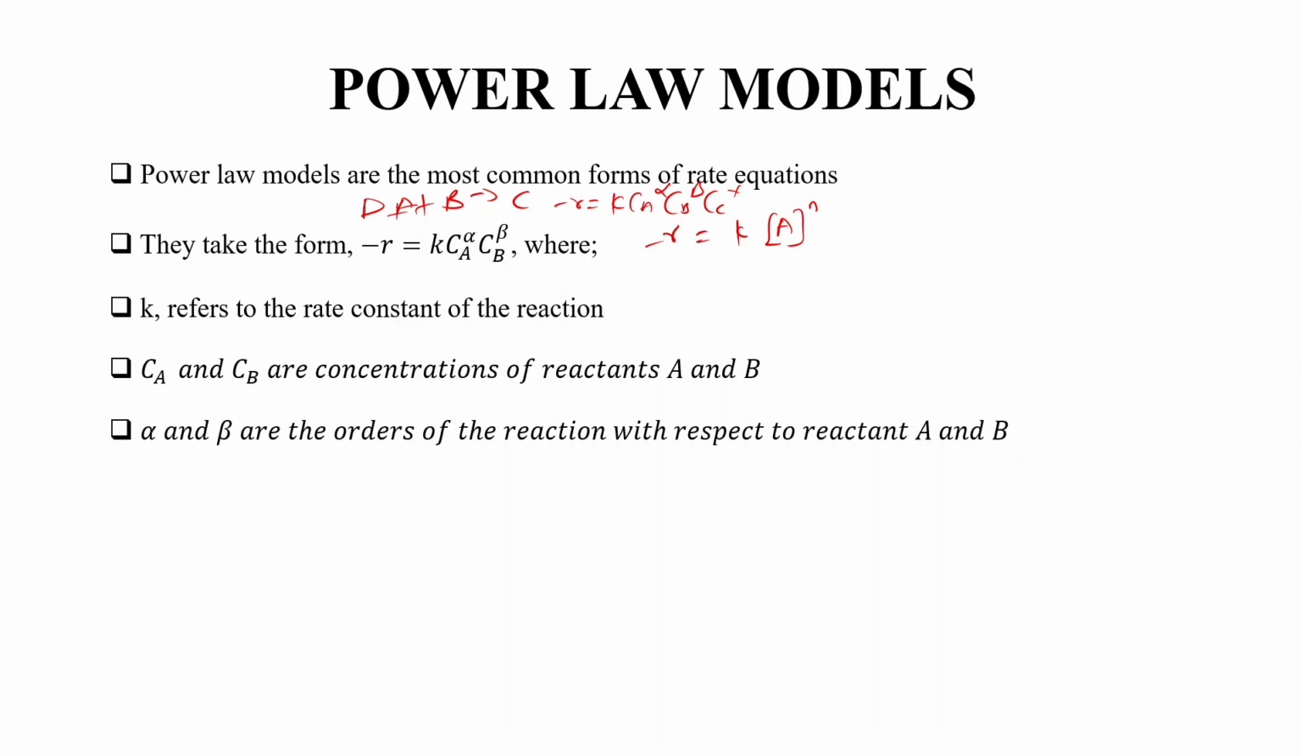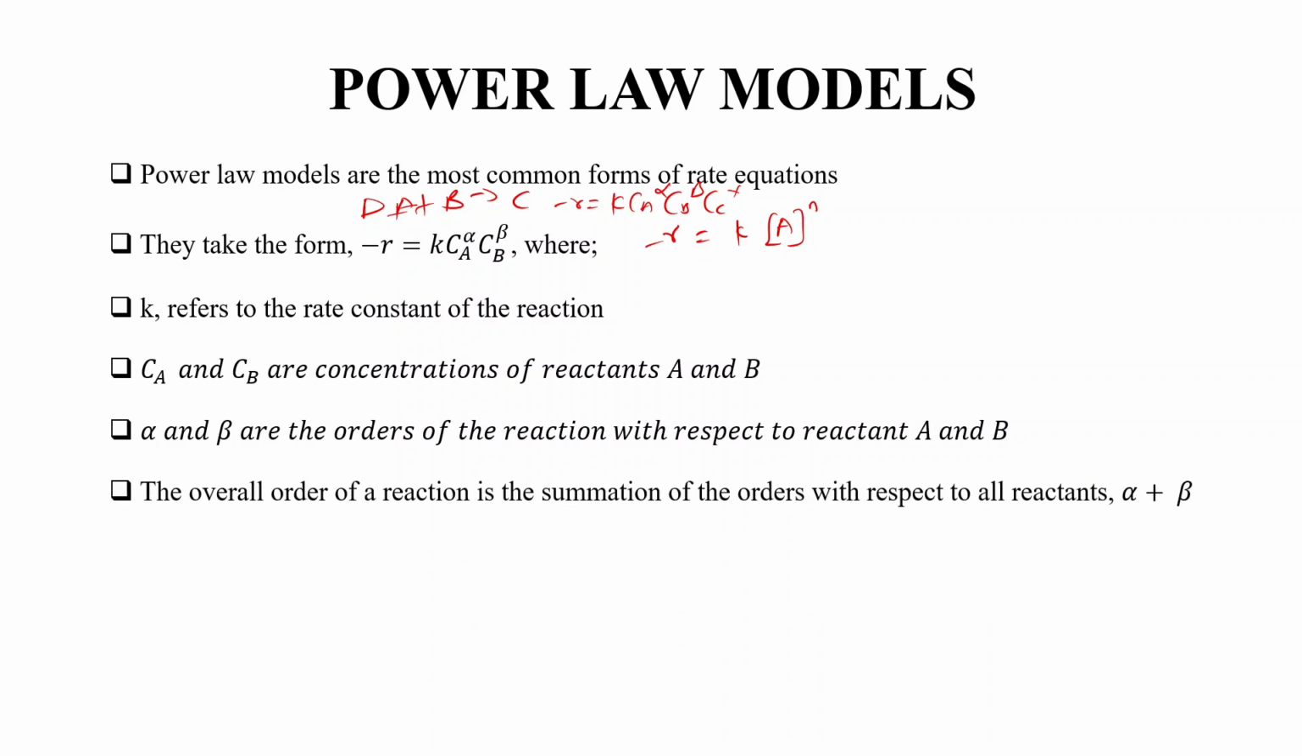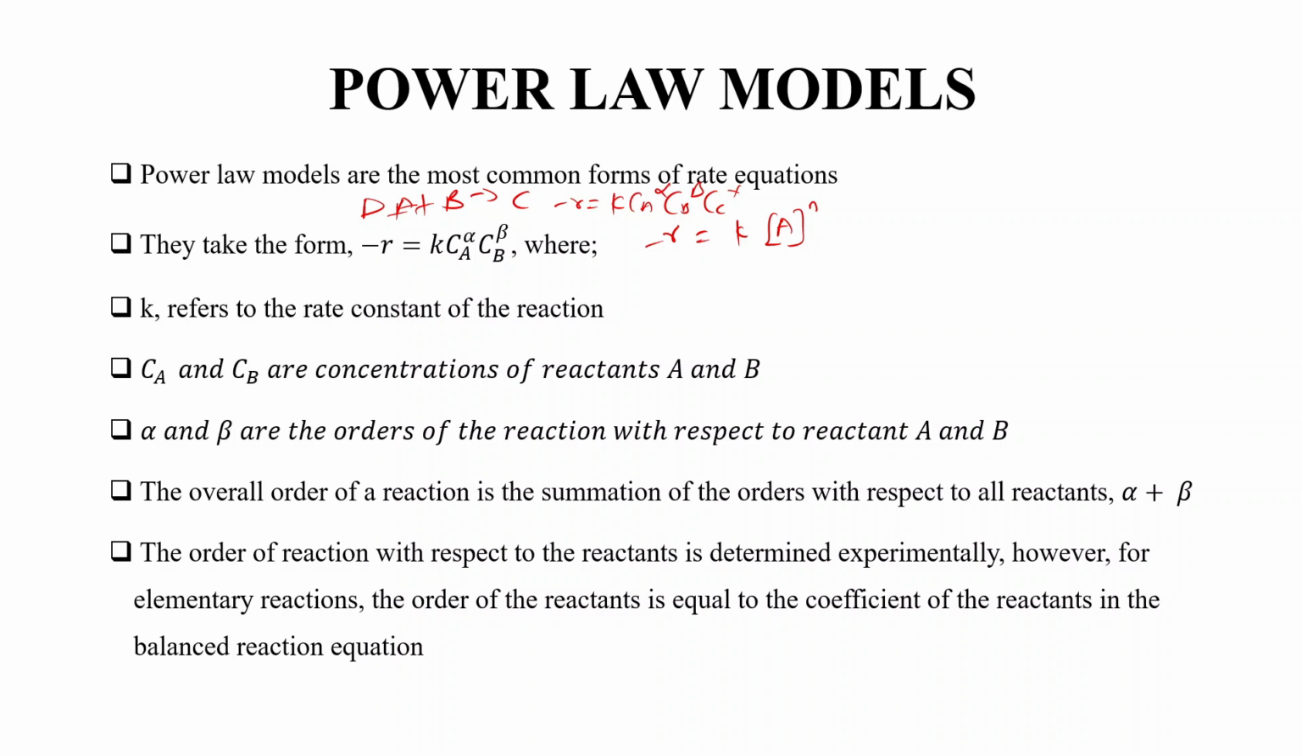And then alpha and beta are the orders of the reaction with respect to reactants A and B. So we are looking at the order with respect to reactant A, and the order with respect to reactant B. The overall order of a reaction is the summation of the orders with respect to all reactants. In this case, because you have just two reactants, you are going to have two orders, with respect to reactants A and B. So when you want the overall order of the reaction, or simply the order of the reaction, that would be the summation of the orders of each of the reactants, in this case alpha plus beta. Now, the order of a reaction with respect to a reactant is determined experimentally.